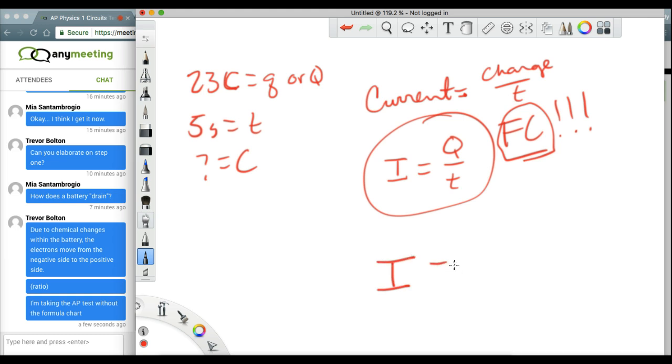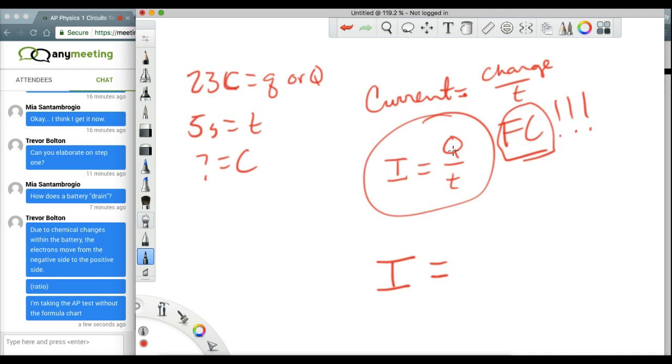You're taking the AP test without the formula chart? Wow, that's pretty impressive. But I guess if you're 10th in the region for UIL Science, you had to memorize those equations for that test. So I think you could do it.